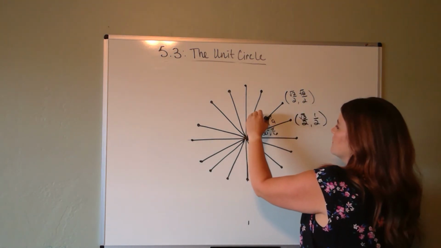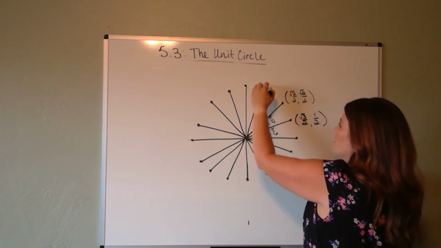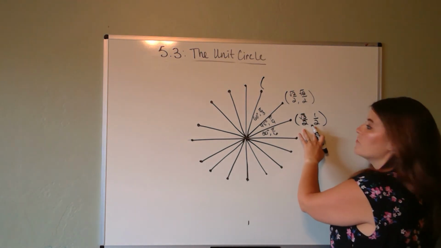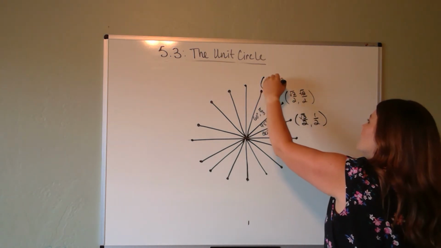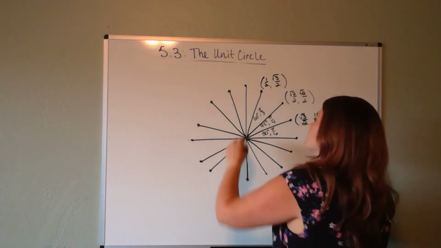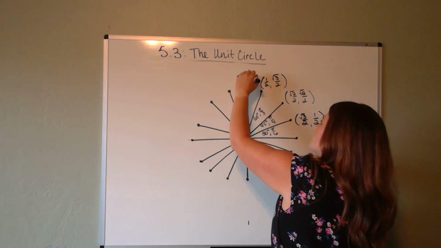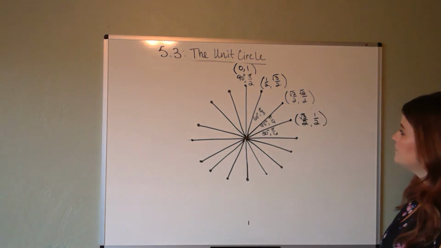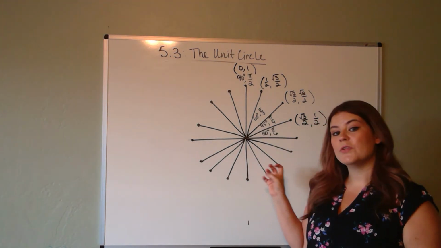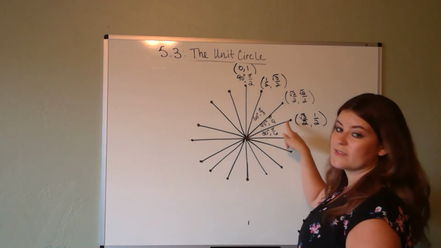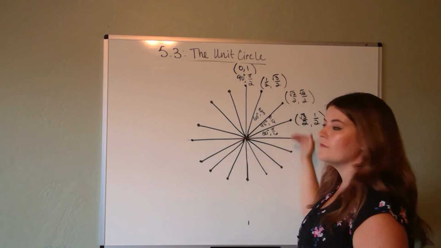Next, 60, or pi over 3. I found the coordinates of this point. They were these same coordinates, but flipped around. X was 1/2, and y was root 3 over 2. I found the ones for 90, or pi over 2. Remember the coordinates for 90 were 0, 1. That's all I found with you, but I'm going to use what I know about these angles and how they reference these angles to find all of the other ones.